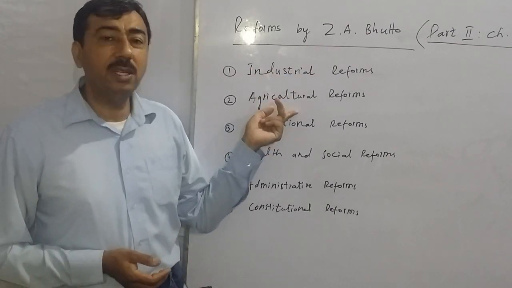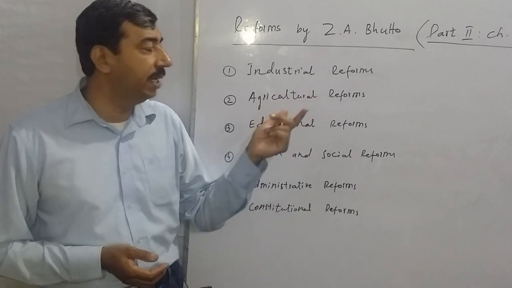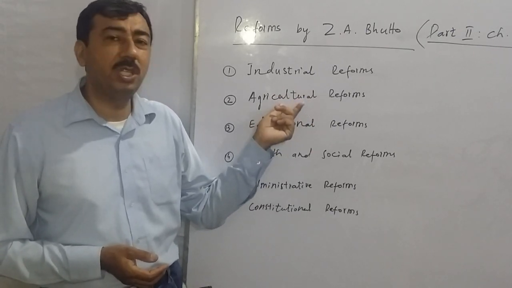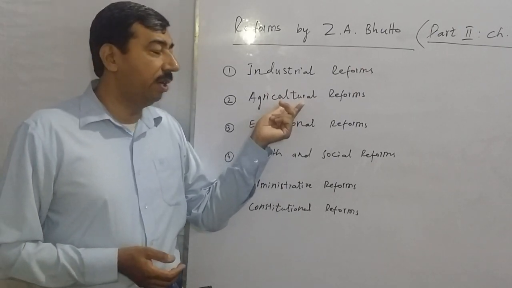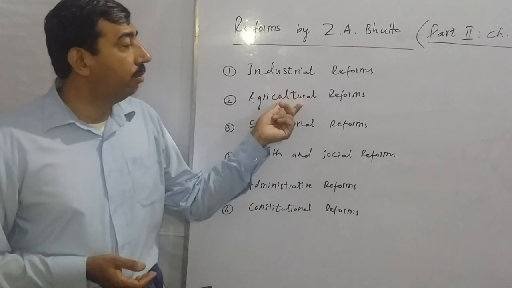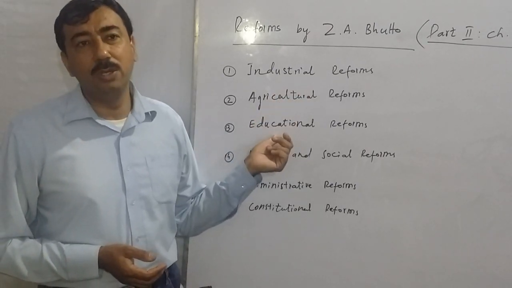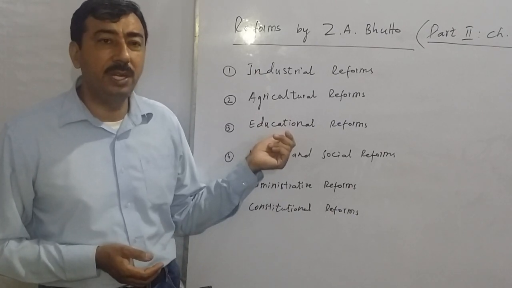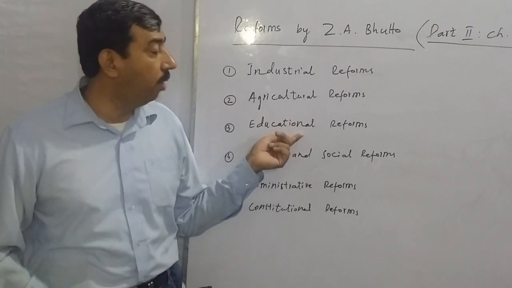Number 2, the agriculture reforms. He wanted to increase the agricultural output of Pakistan, and for this purpose he introduced the land reforms. He changed the ceiling on the land held by the landlords. Number 3, education reforms. He wanted to increase the literacy rate, but unfortunately this rate did not increase even 1% with the reforms introduced.